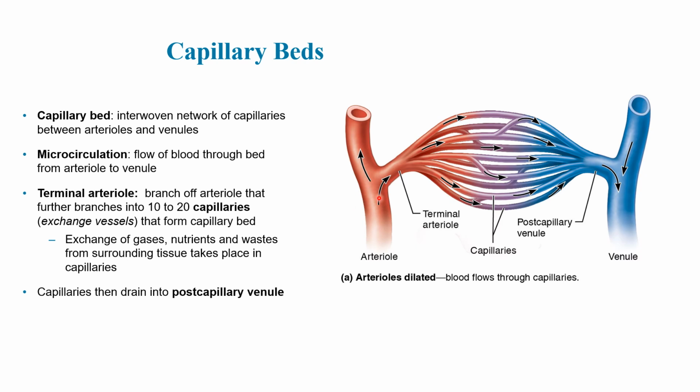And then we have a type of vessel known as the terminal arteriole. It is a branch of the arteriole that further branches into 10 to 20 capillaries. So this is the terminal arteriole, and it is dividing into a number of capillaries. And capillaries are the exchange vessels. Exchange of gases, nutrients, and wastes with the surrounding tissues takes place in the capillaries. Then these capillaries drain into the post-capillary venule. So this is the post-capillary venule, and this is the terminal arteriole. And this in between is the capillary bed.